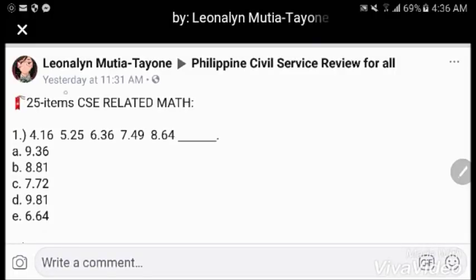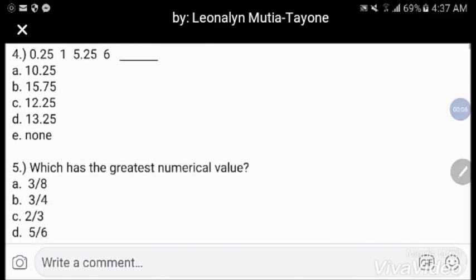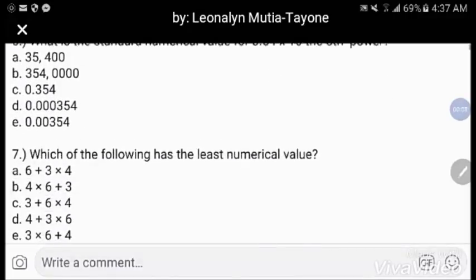Let's answer these 25 items of civil service related math. As we go along, pause on every item para sagutan nyo muna bago nyo makita ang ating solutions.